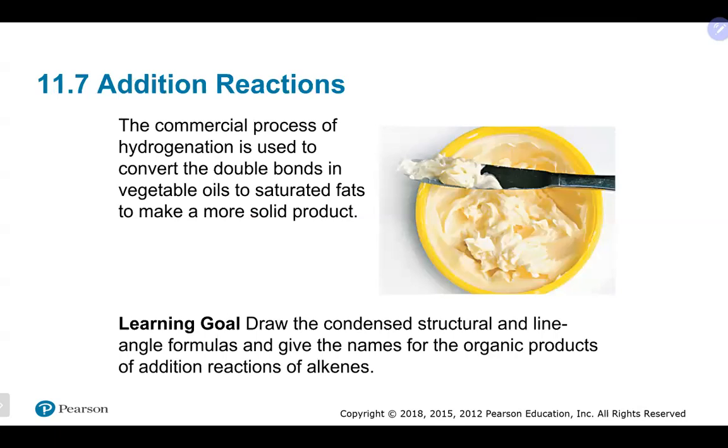So let's talk about the major reactions that alkenes go through. They go through what are referred to as addition reactions. And that's different than what we saw with alkanes, which do substitution reactions. In a substitution reaction, somebody goes off, somebody comes on in its place. In the addition reaction, everybody just comes on. Nobody goes off, basically. Everybody just comes on and joins the party.